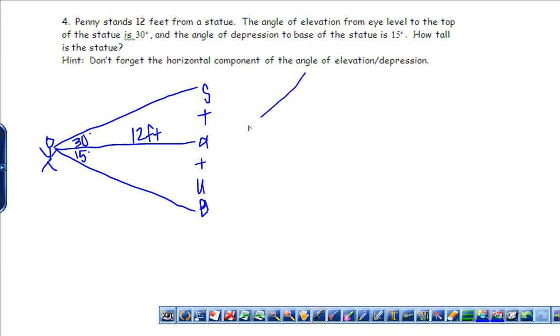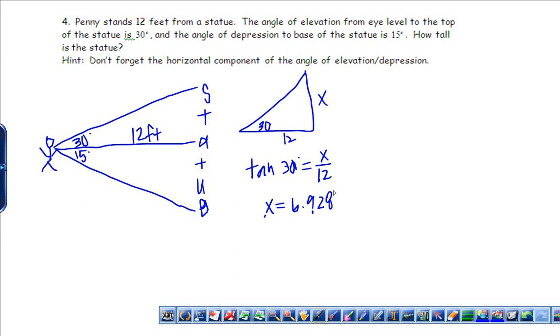I'm going to do the top triangle first and find the X value. This is 30 and this is 12. So we need to do opposite over adjacent. Oh, tangent once again. Tangent of 30 degrees is opposite over adjacent. And that looks like X is going to be 6.928. Looks like we're in feet.